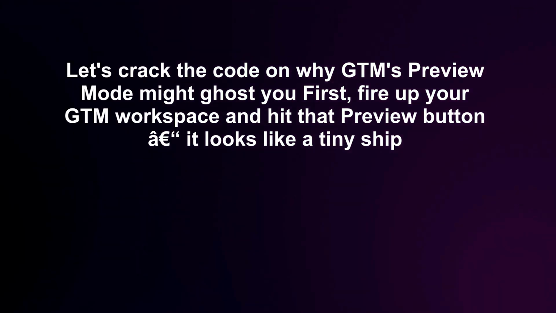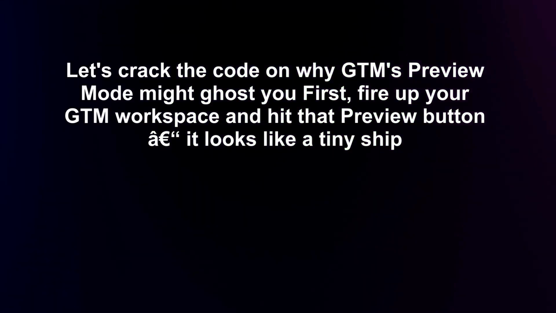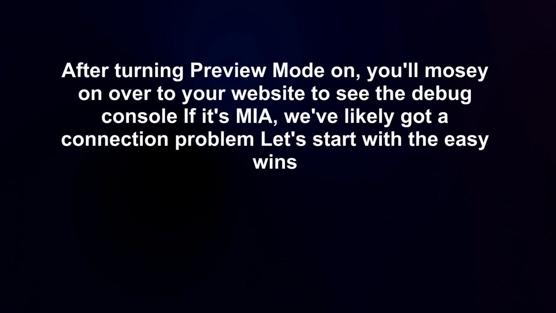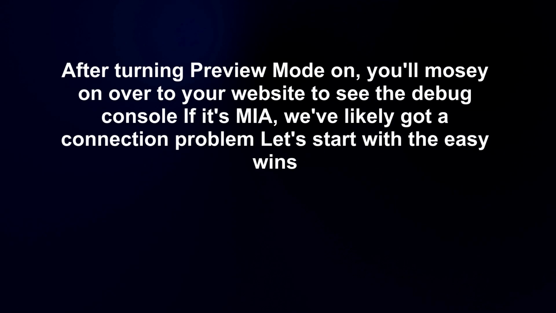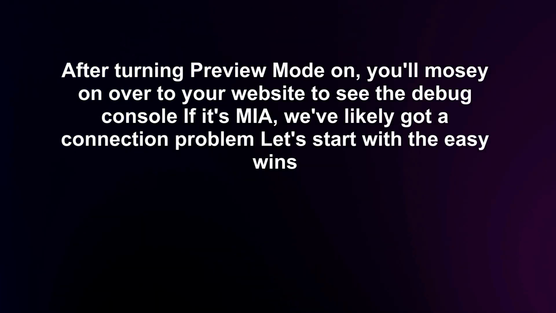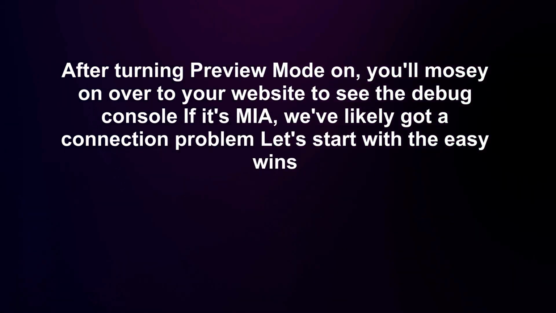First, fire up your GTM workspace and hit that preview button. It looks like a tiny ship. After turning preview mode on, you'll mosey on over to your website to see the debug console. If it's MIA, we've likely got a connection problem.